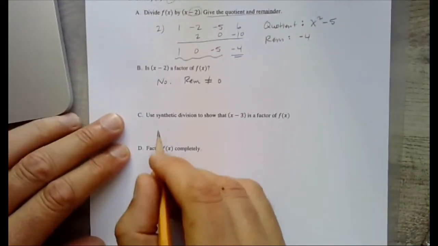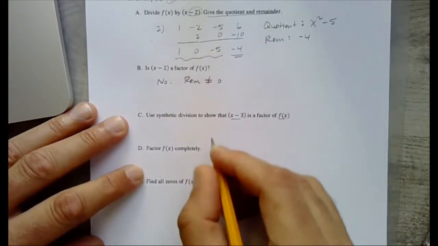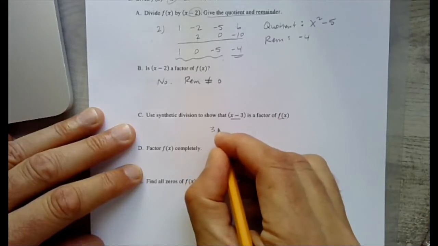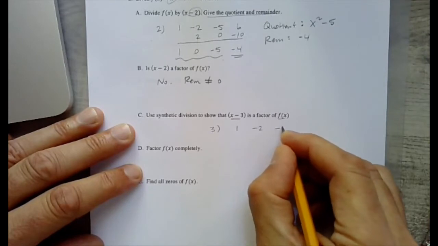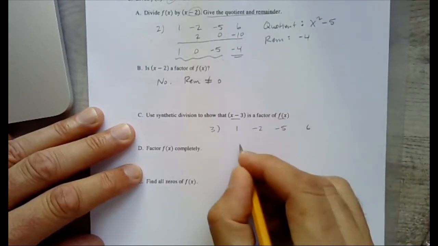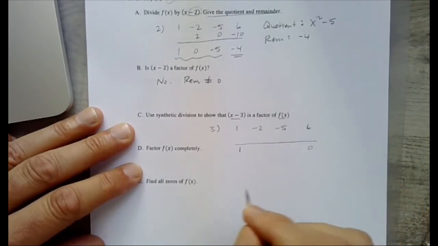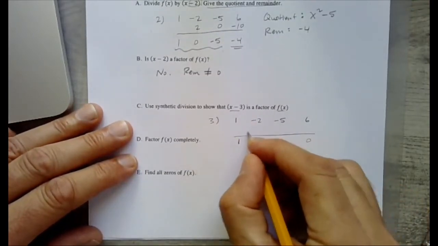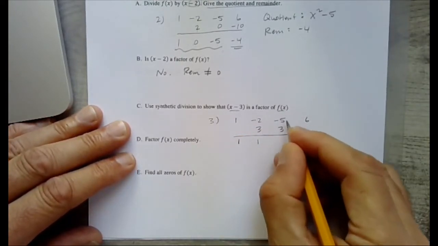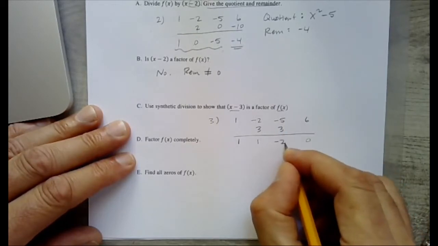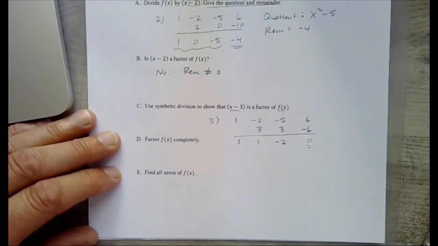All right, so then we want to show that this is a factor of f of x. So I'm going to put 3 on the outside, and then my coefficients are still 1, -2, -5, and 6. Bring down the 1, and I'm expecting to get a 0 over here. Multiply and I get 3, add and I get 1, multiply and I get 3, add and I get -2, multiply and I get -6, and I'm right, I do get 0.